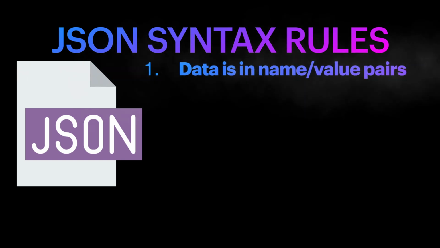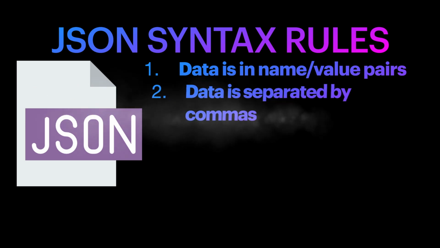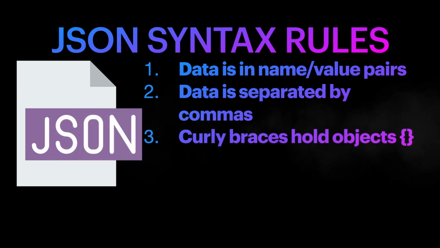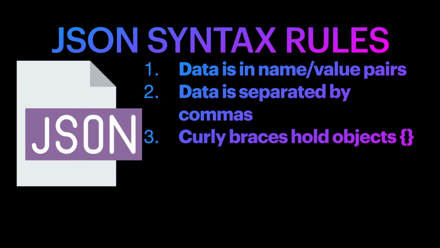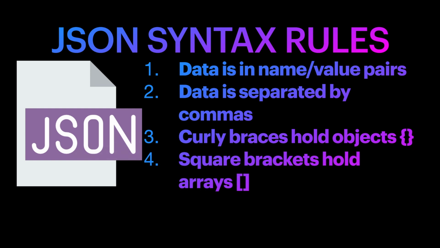Now, how does it work, and what are the rules when you're working with this information, right? The first one is data is in name and value pairs. So you put in a name and you give it a value. They work in pairs. They are separated by commas. So remember that situation that I had, which took me 24 hours. Third, the curly braces hold objects together, and the square brackets hold arrays together. Now, what does all this mean, right?